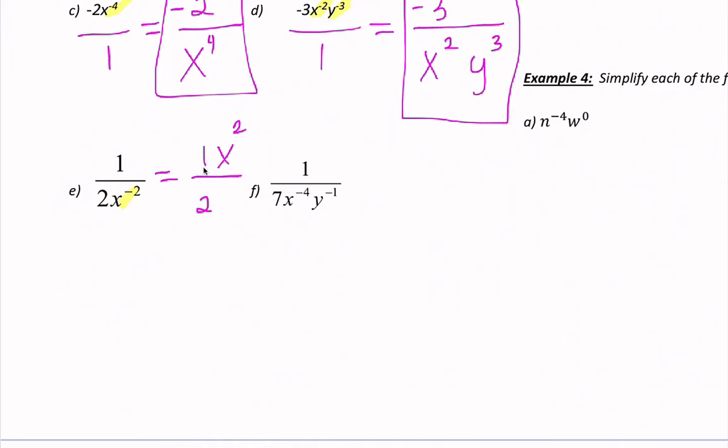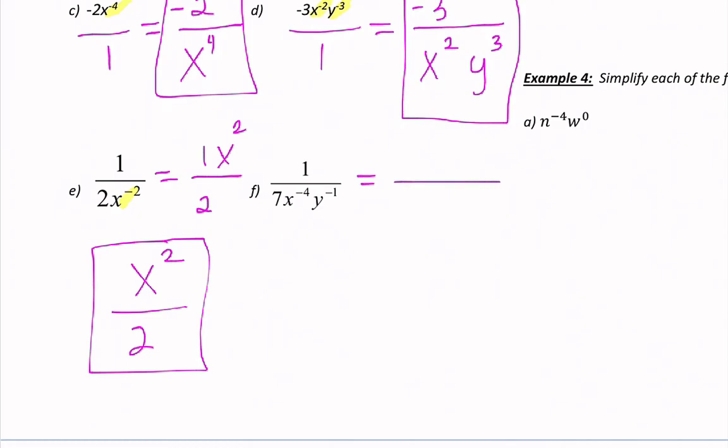So remember, this 1 out front here isn't necessary. You could leave it like that if you wanted to, but it's not necessary. That's the same thing as saying x squared over 2. All right, f is already a fraction, so that's nice.